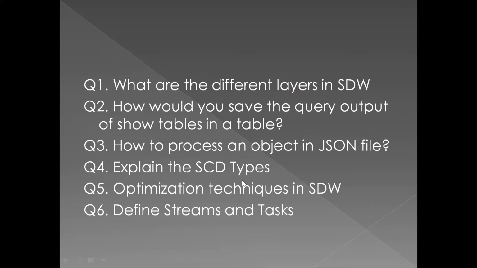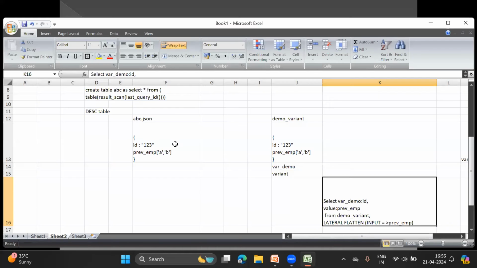And now the next question is: explain the SCDs. We should be comfortable with SCDs, which are slowly changing dimensions. Interviewers mostly ask about SCD type 1 and SCD type 2. I have rarely seen an interviewer go beyond SCD type 2. So we should be comfortable with the basic concepts of SCDs and how we can implement them, right?